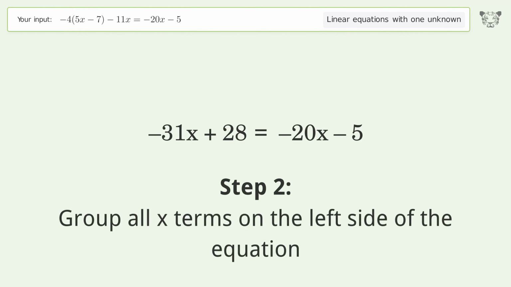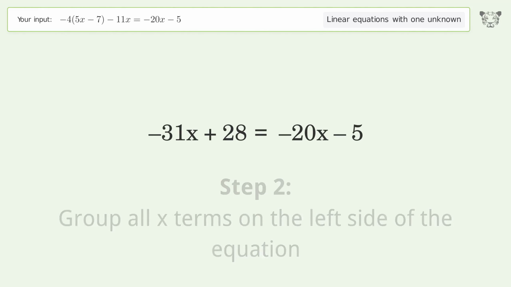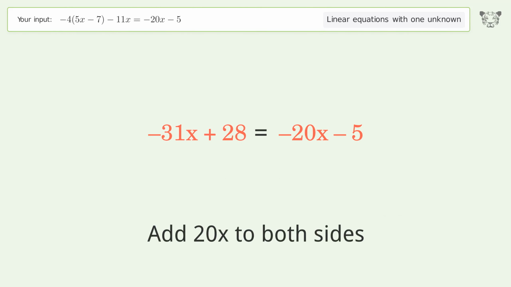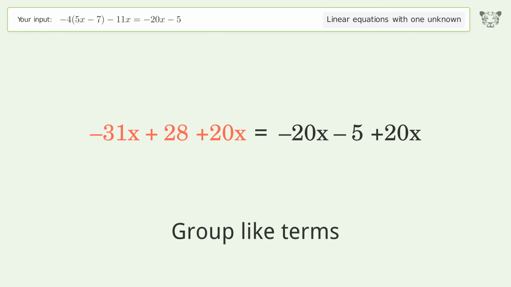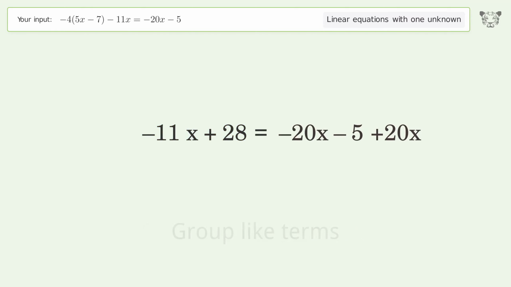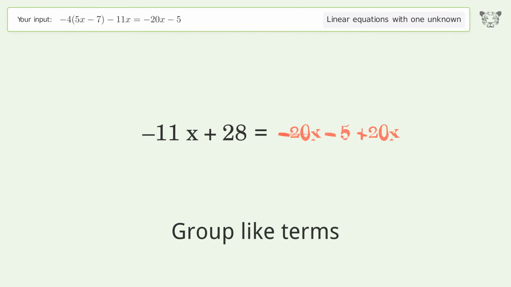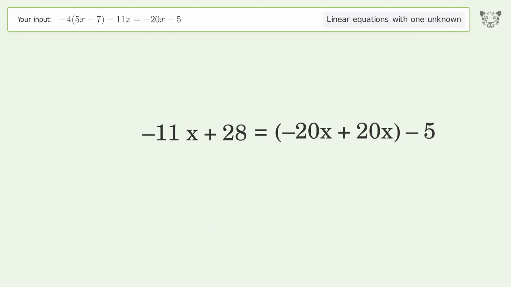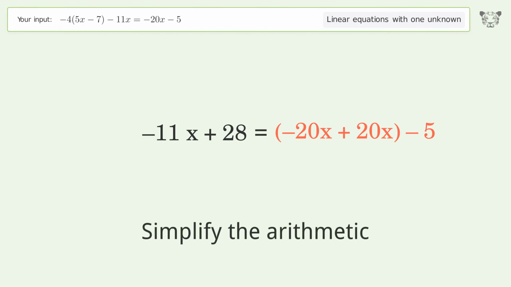Group all x terms on the left side of the equation. Add 20x to both sides. Group like terms. Simplify the arithmetic. Group like terms. Simplify the arithmetic.